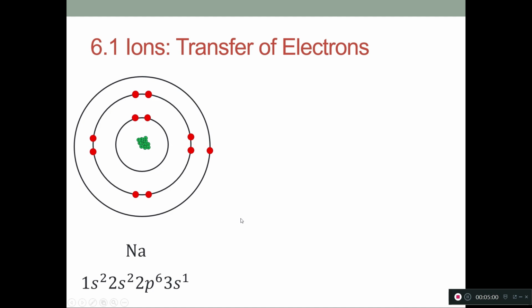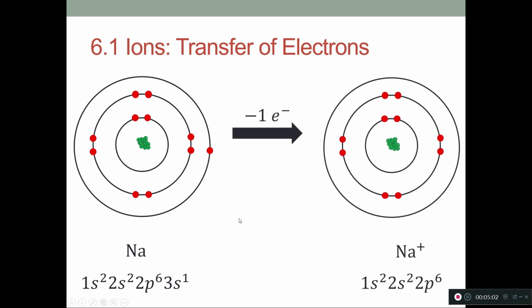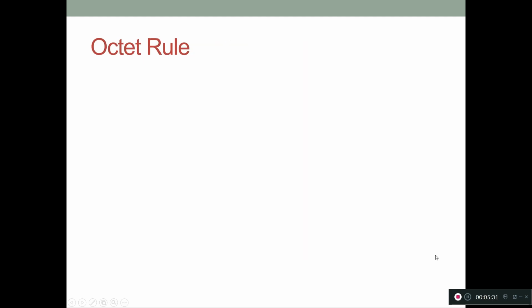Whereas if we have something like sodium, we are going to lose the electron in the outermost shell, and so there are no more electrons in that outermost shell. Now there is one more proton than there are electrons, so there is a +1 charge. And now we see that the outer shell, again, has 2s2 and 2p6. So now there are 8 electrons in that outermost shell, which is the octet rule. These things are always trying to get 8 electrons in the outermost shell.